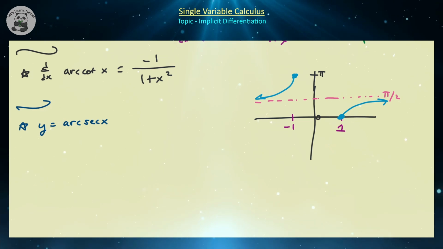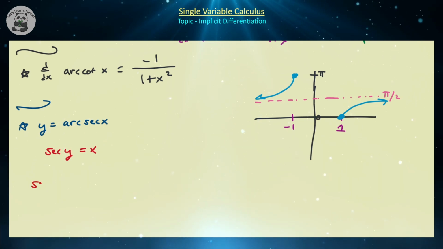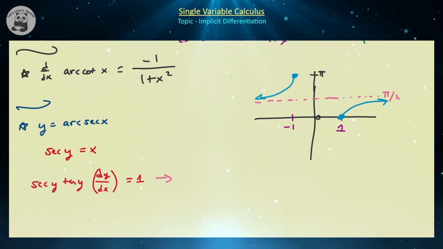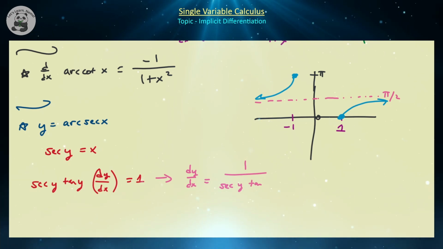So what we're going to do is take the secant of both sides. So we're going to have the secant of y is equal to x, and then take the derivative with respect to x of both sides. So we're going to have the secant of y, tangent of y, dy over dx is equal to 1. And then dy over dx will be equal to 1 divided by secant of y, tangent of y.